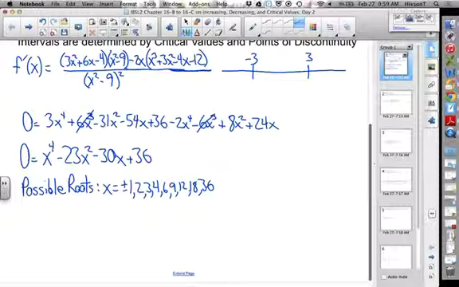Now, for the sake of time, I'll tell you -3 works. And you would do synthetic division. I usually just start with 1, then -1, 2, -2, 3, -3.